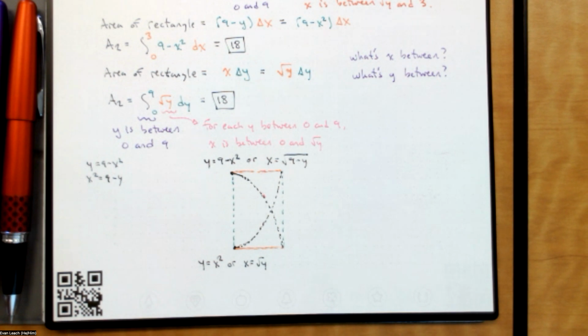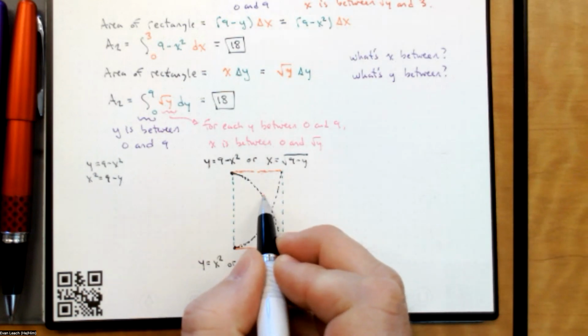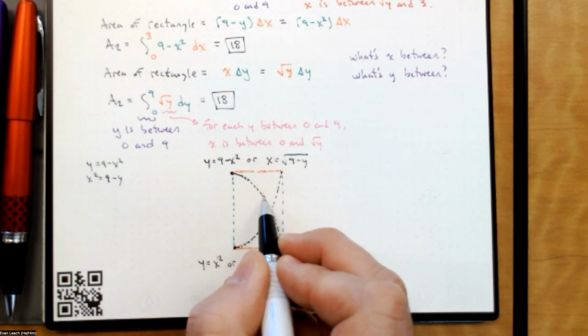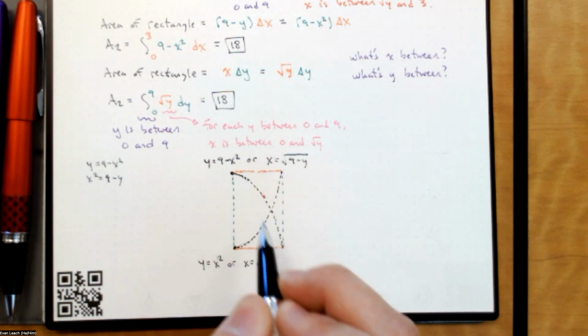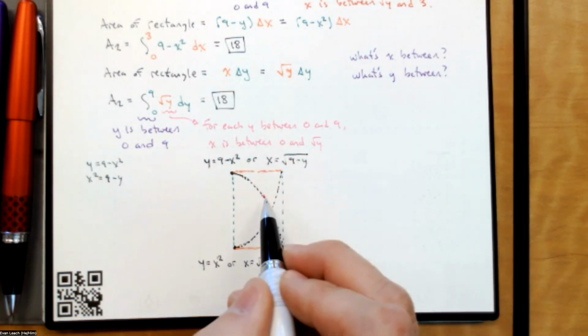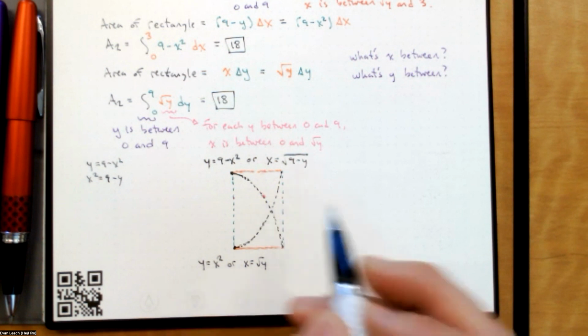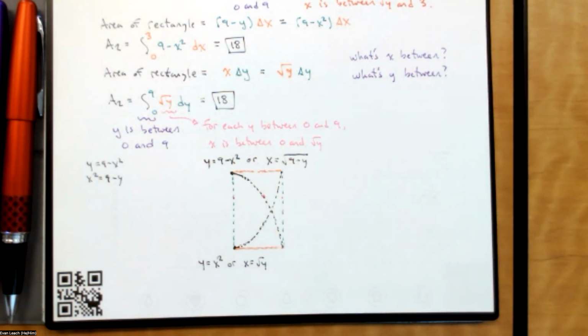If I wanted to the left of this downward facing parabola, the x coordinate here is the square root of 9 minus y minus 0. If I wanted to the right, it starts at the square root of 9 minus y and ends at 3. So I would call this distance in here 3 minus the square root of 9 minus y. What's y between? What's x between?